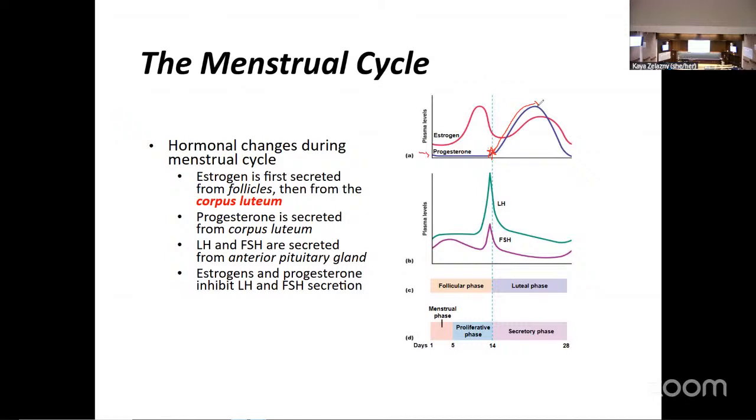It sticks around for about 10 days. And it's like, okay, let's repeat this whole cycle over. And so we start to see the progesterone die off as that corpus luteum, that gland, dies off. All right. So those are our two basically female hormones that we are tracking with respect to the menstrual cycle.